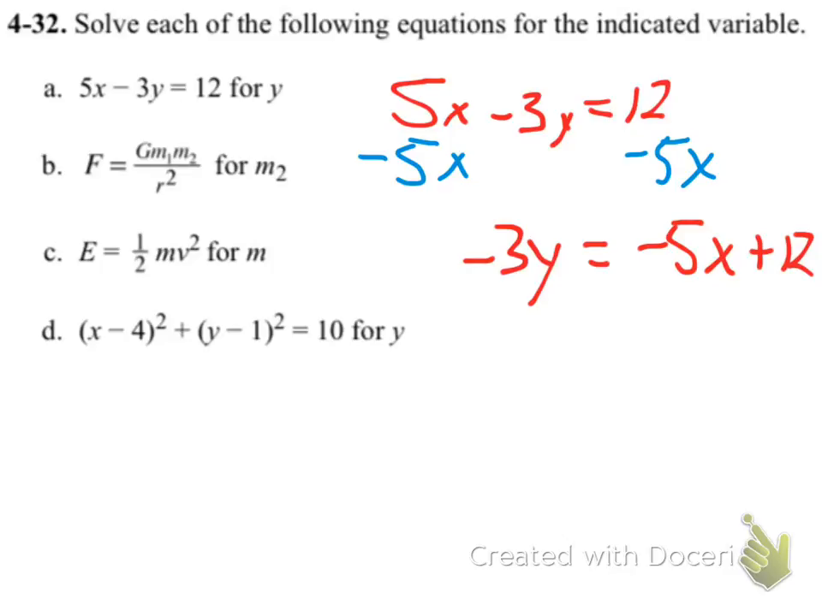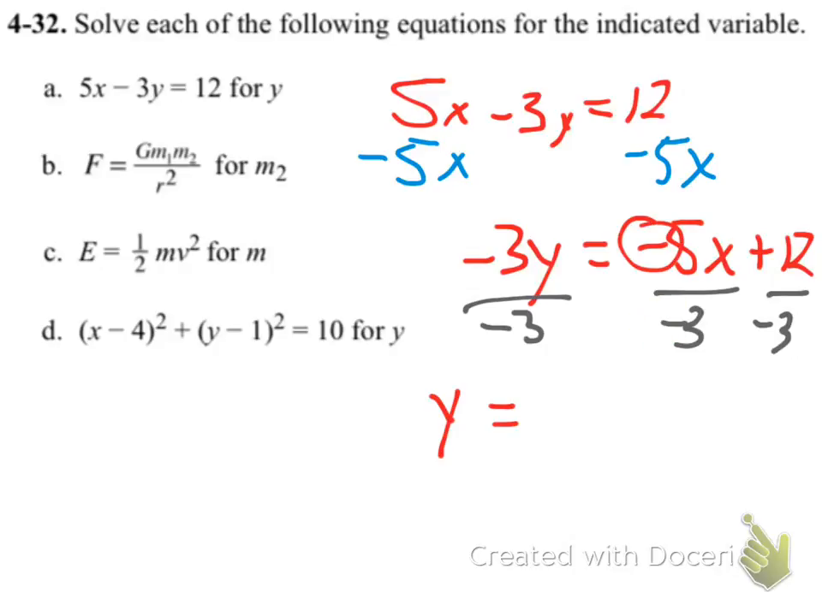And now to get y by itself, I'm going to undo the multiplication here. So I'm going to divide by a negative 3. I'm going to divide everything by a negative 3. I now have y by itself. It is y equals a positive. A negative over a negative makes a positive. A positive 5/3 x minus 4. And problem A is complete. On to problem B.